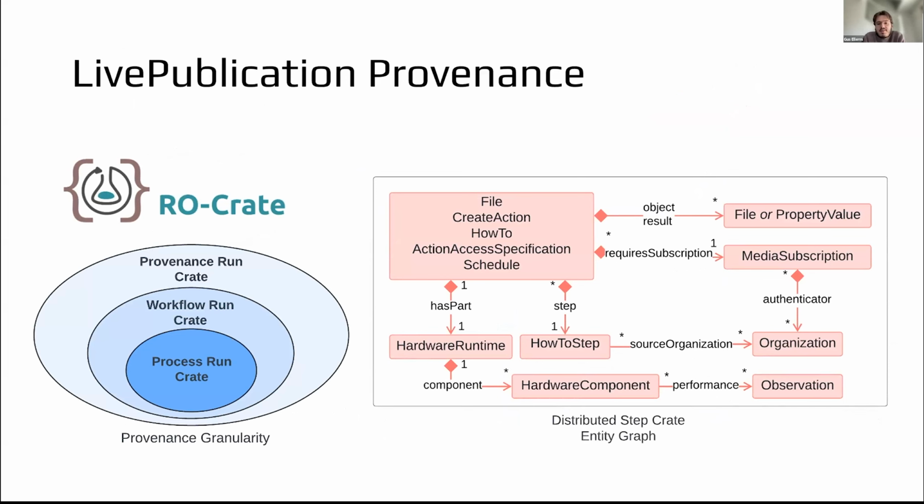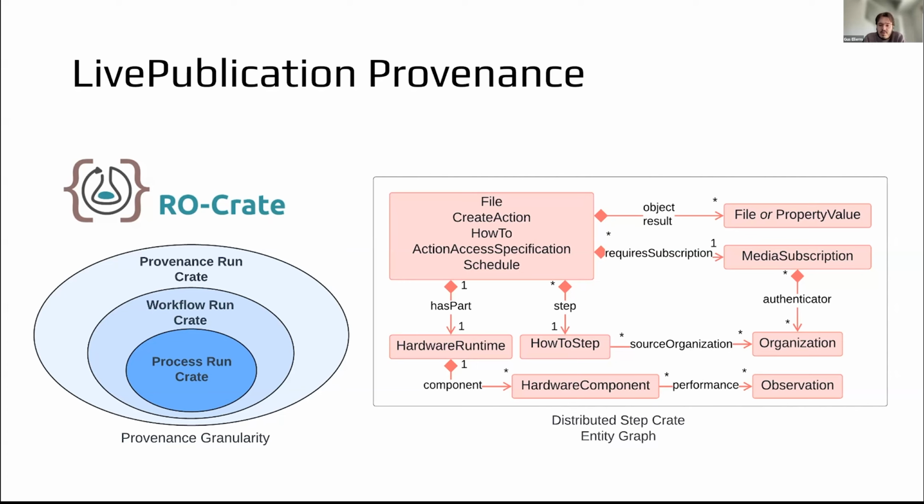They extend the RO-Crate standard, which describes how we can containerize digital research objects alongside structured metadata. There are three profiles within the standard: the Process Run Crate, the Workflow Run Crate, and the Provenance Run Crate. Each of these extends the last with additional provenance information.